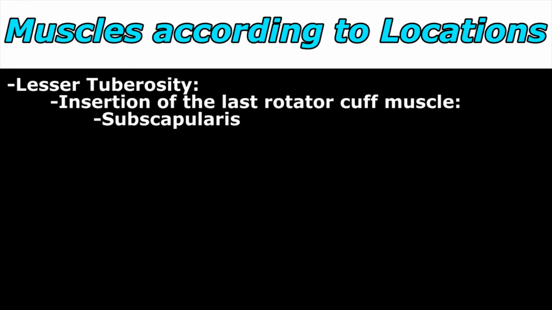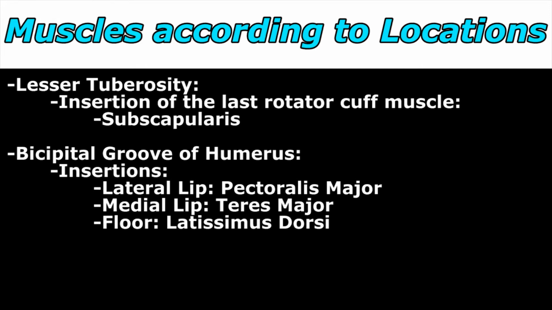For lesser tuberosity, we have subscapularis alone. Bicipital groove: for the lateral lip, we have the pectoralis major. For the medial lip, we have the teres major. And for the floor of bicipital groove, we have the latissimus dorsi.